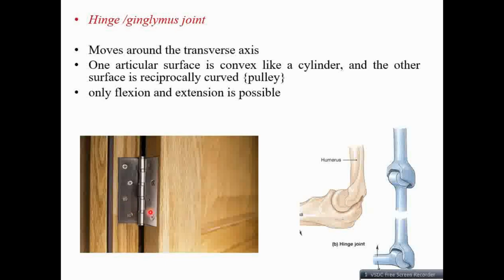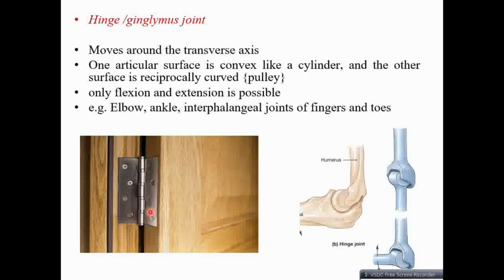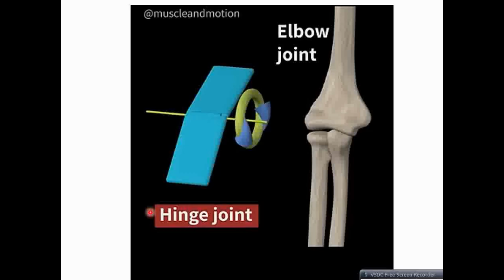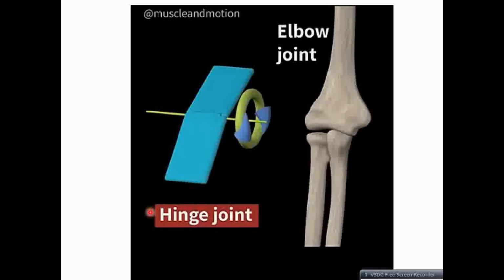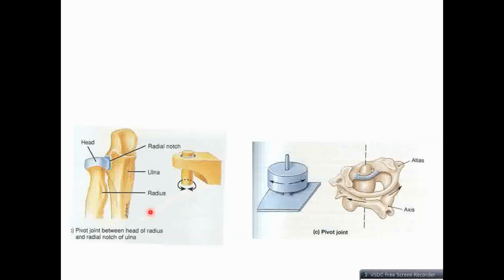So this is how a hinge joint looks. Examples: elbow joint, ankle joint, interphalangeal joints of the fingers and toes. You can see the movement here: flexion and extension at the elbow joint.